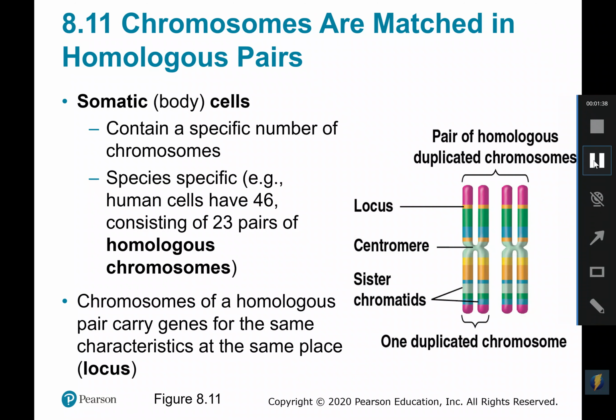Now the number of chromosomes that a species has does differ. For instance, the cat who's trying to climb up on my lap here has a different set of chromosomes than I do, but the same setup. 23 pairs, one from the male, one from the female. We've got our homologous chromosomes.